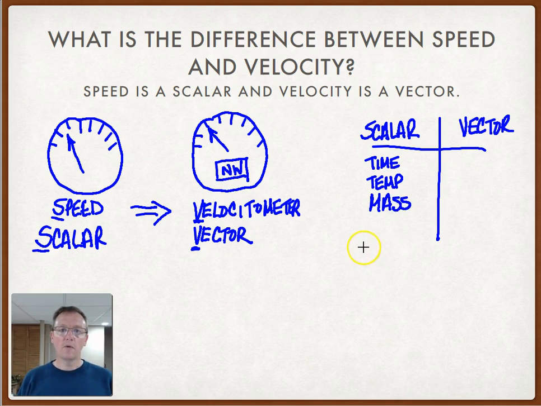Now I want you to compare that with something like displacement. Now displacement, you have to be able to tell me where you're going. So it's not enough to say you moved 5 meters. You have to say you moved 5 meters north. So displacement is a vector. Okay. We also talked about speed and velocity, so I'll put those in there as well so that you remember speed and velocity.